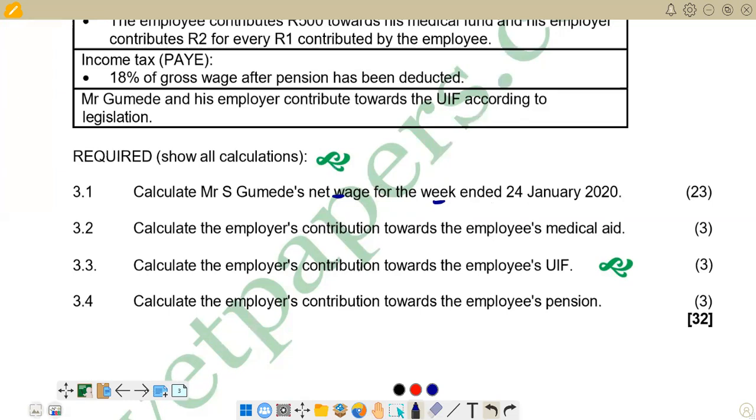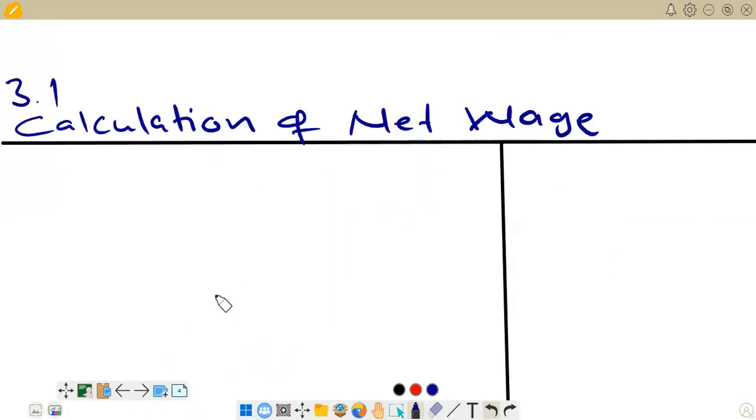So we are going to go to our 3.1. And if you go to our answer section, you see that this is what we have in terms of the calculation of net wage. So we are going to start with our normal pay. This is the payment that we are going to make in terms of the normal working hours.